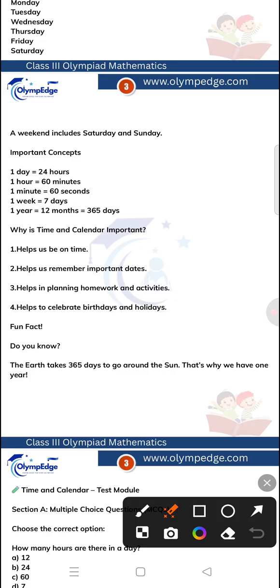So why are time and calendar important? It helps us be on time. It helps us remember important dates. Then it helps in planning homework and activities. And it also helps us to celebrate birthdays and holidays.